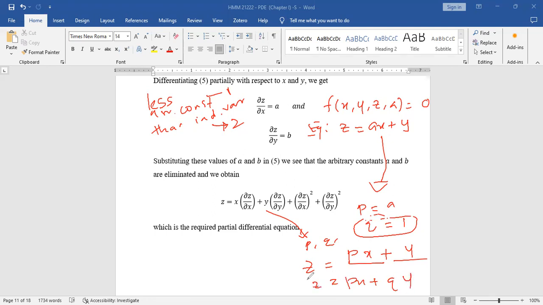So if it is so, you may have a number of different PDEs. So can you write down the note that I am telling? Are you all writing? Okay, I'm going to tell you.